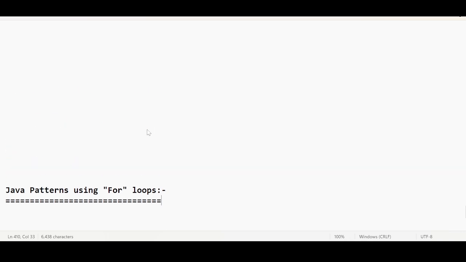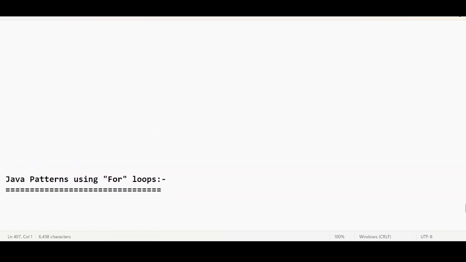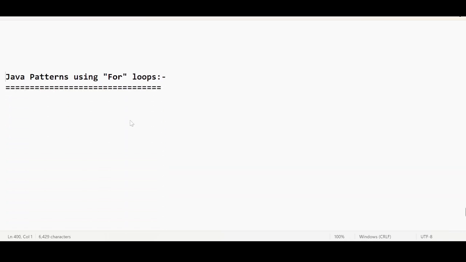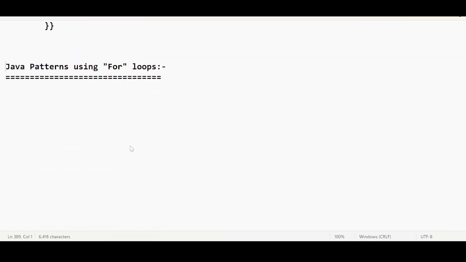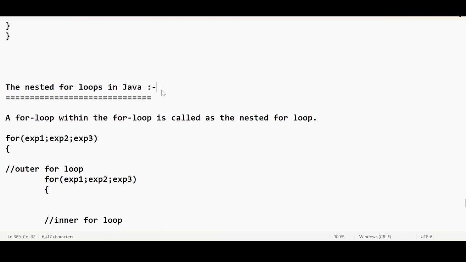So we are going to discuss deep into the for loops concepts. Last class we discussed the nested for loops. So what are nested for loops? When you place a for loop inside another for loop, it is called a nested for loop. Okay, the nested for loops in Java.